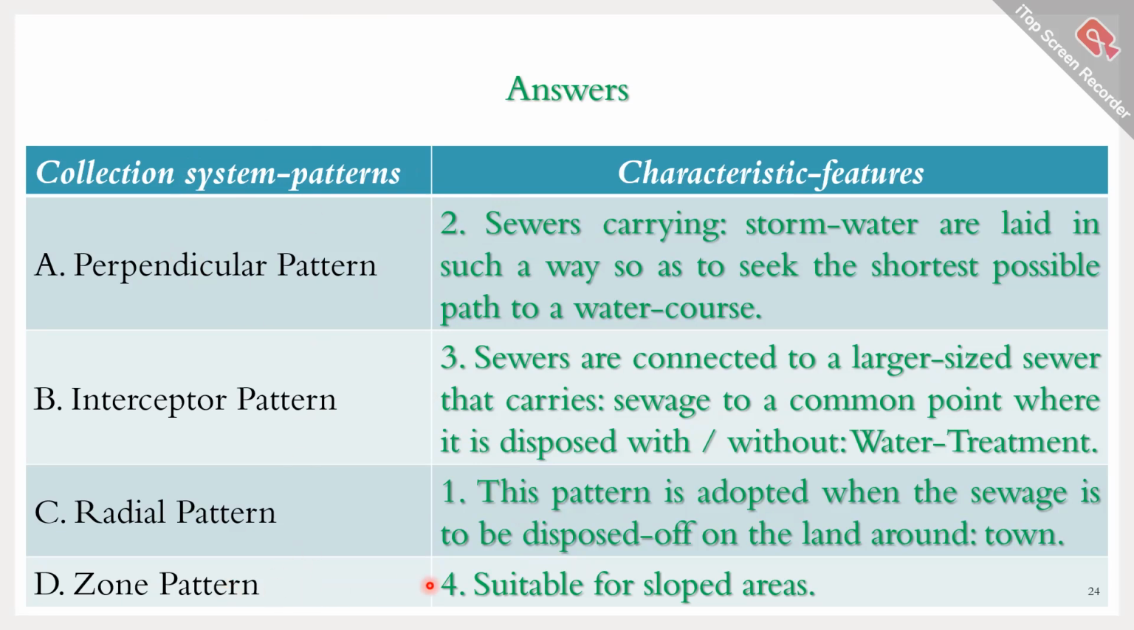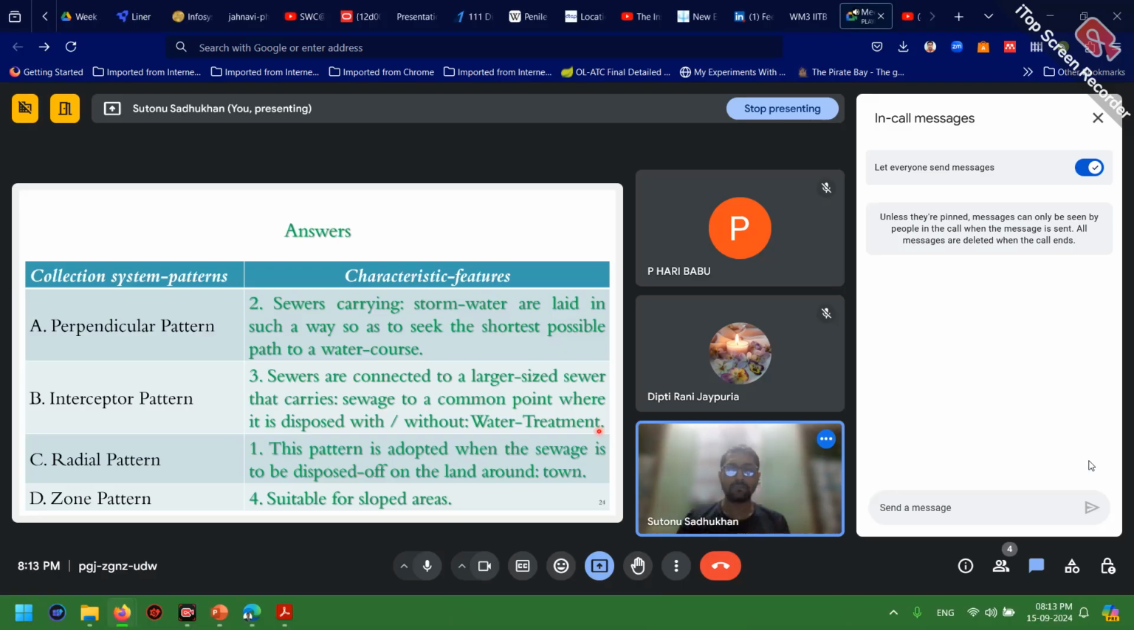Simple. Now zone pattern is suitable for sloped areas. It is only left, so it was in the correct order only. The other things you have to imagine. If you just see the terms perpendicular, intercept, or radial, then the characteristic features are almost obvious. Right.